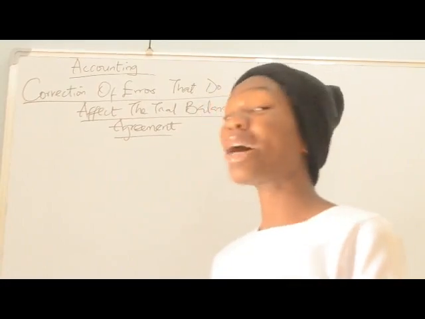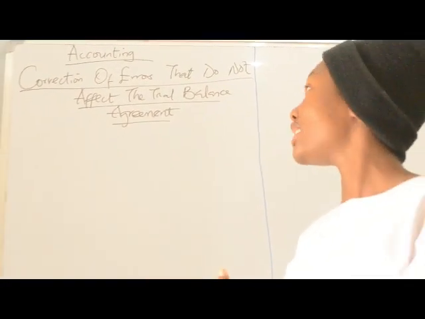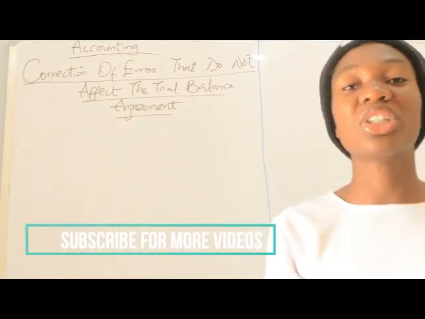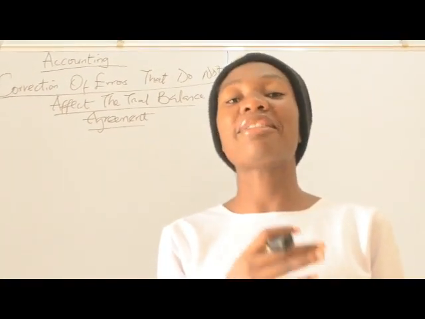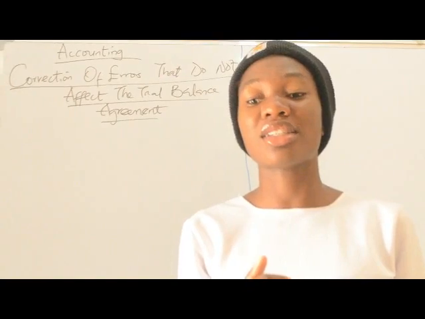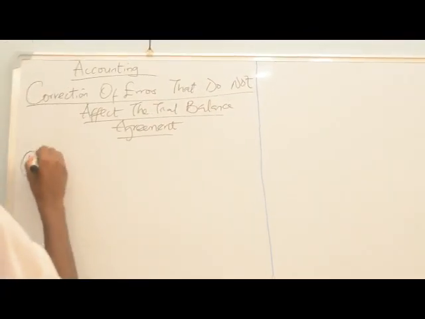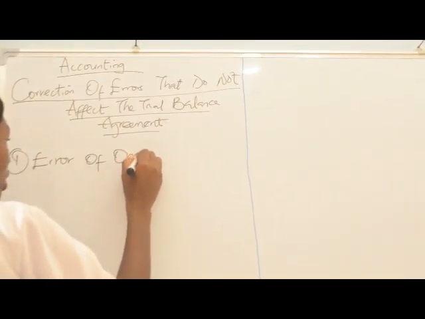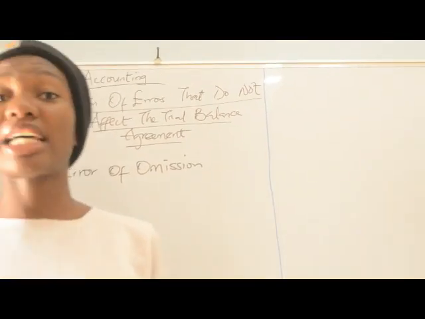Today we'll be looking at how to correct errors, okay? But in this section we'll be looking at how to correct errors that do not affect our trial balance agreement, okay? So we'll be looking at those errors that even when they are present, do not really affect the agreement of our trial balance. So in this first section, we'll be looking at our first error, which is our error of omission, okay? There are various errors that do not affect our trial balance agreement, and error of omission is one of them.